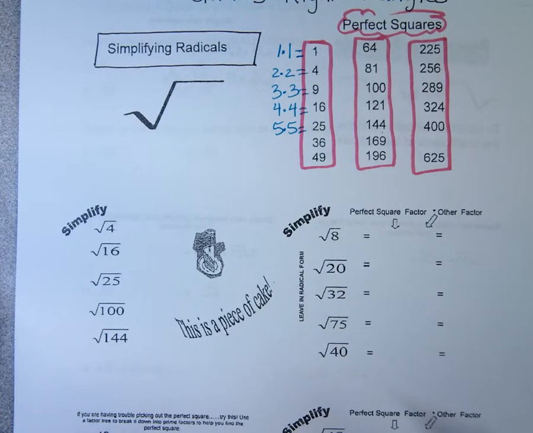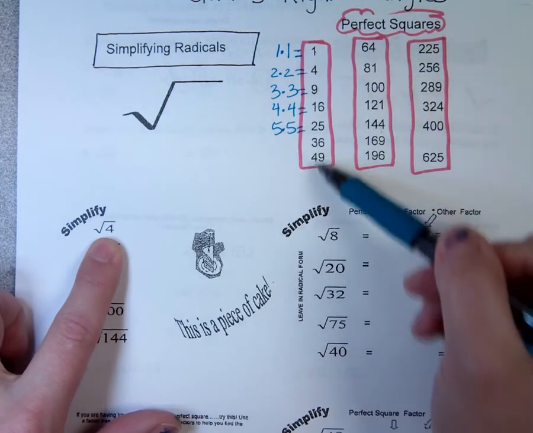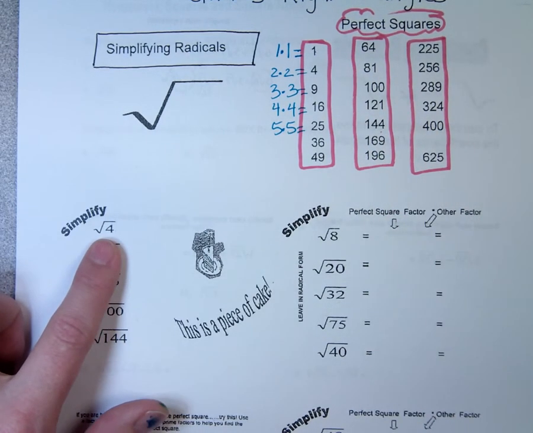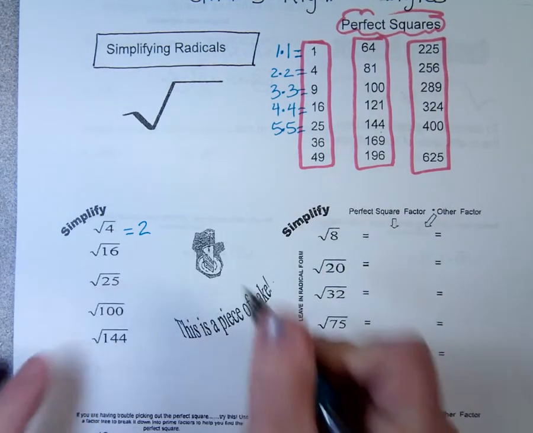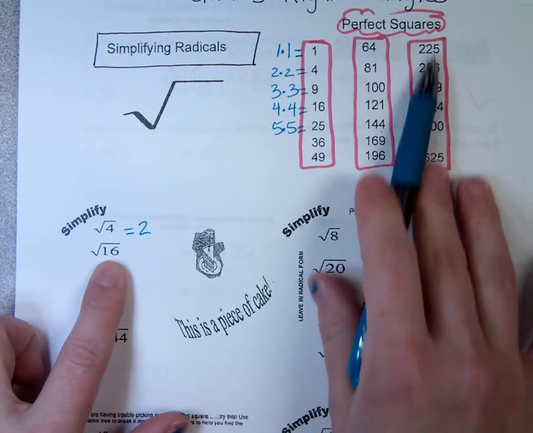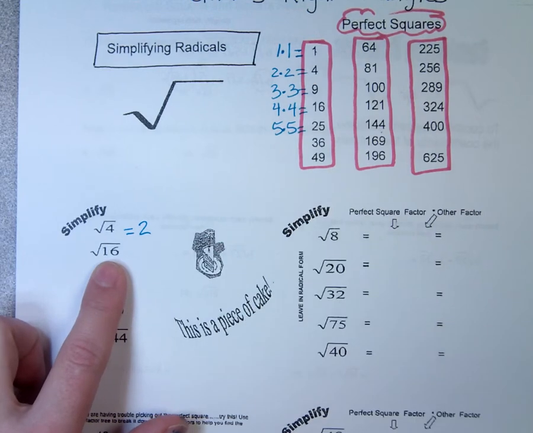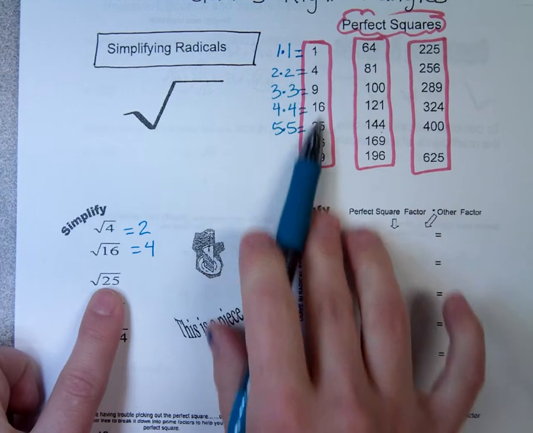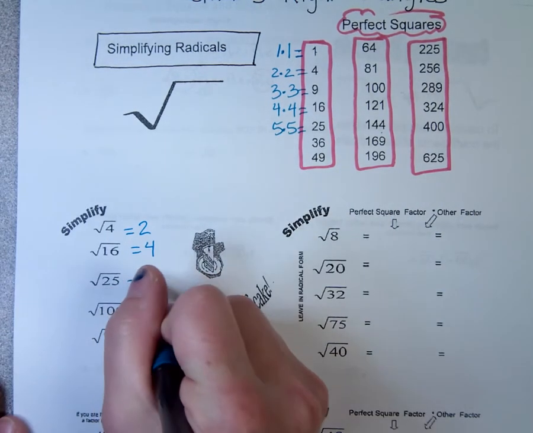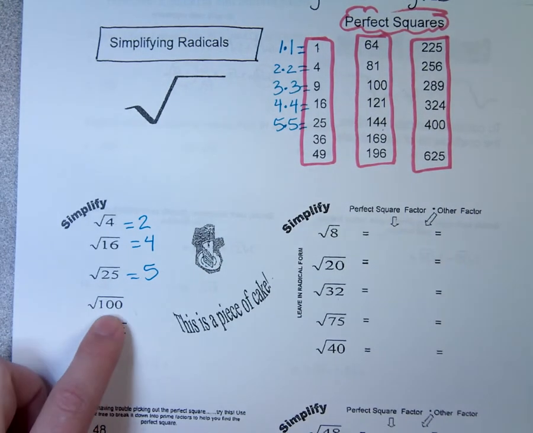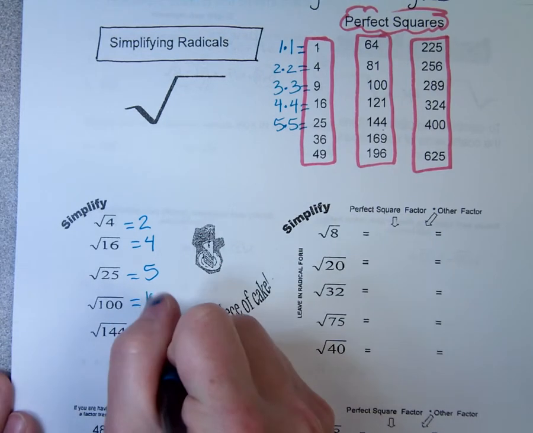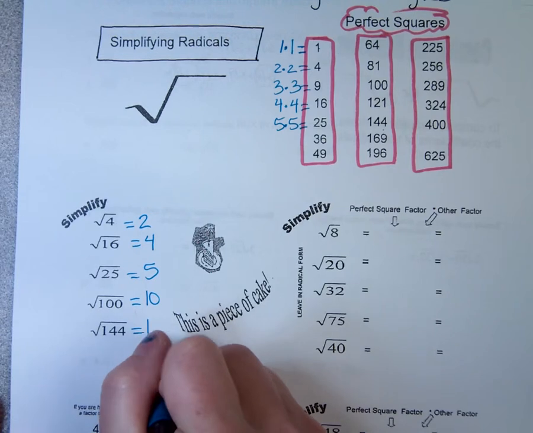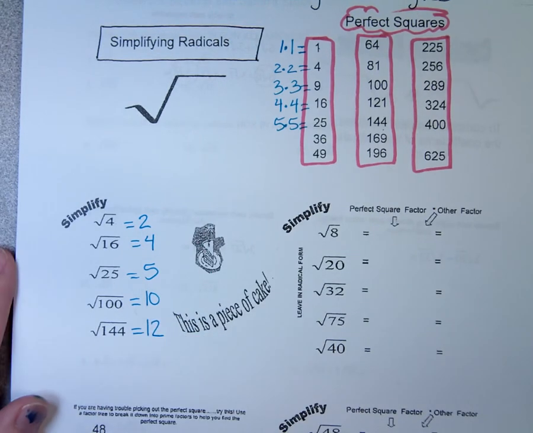So let's look at this list over here. Is 4 in my perfect square list? So it comes out nice and pretty. What's the square root of 4? 2. Okay, is 16 in this list? Yeah. So it comes out nice and pretty. What's the square root of 16? 4. Okay, is 25 in this list of perfect squares? So it's pretty. It's a 5. How about the square root of 100? 10. How about the square root of 144? 12. So those are all perfect squares, so they all come out nice and pretty.